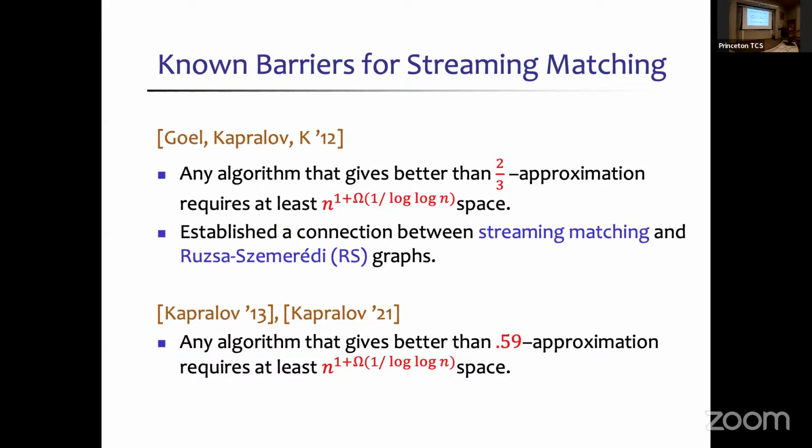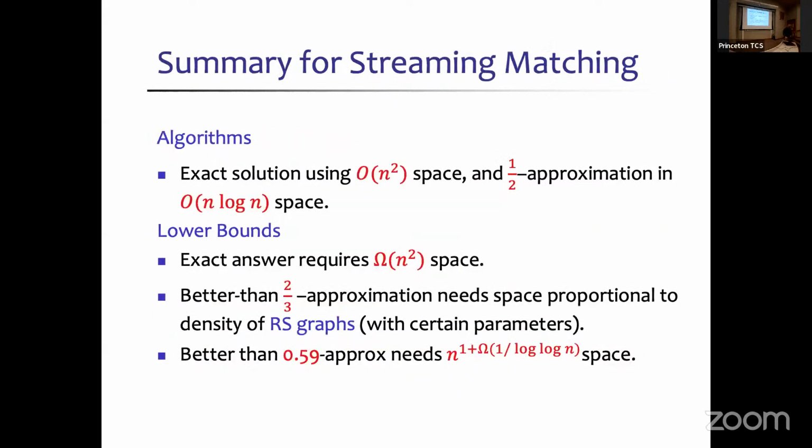Okay? And these bounds could turn out to be stronger than what's being mentioned here because they depend on the density of these RS graphs. And I'll talk about this a bit later. Okay, so quick summary. Exact solution basically can be done in theta n squared space, half approximation in order n log n space, and then we have some barriers on how much space you need, even for beating 0.59 approximation.